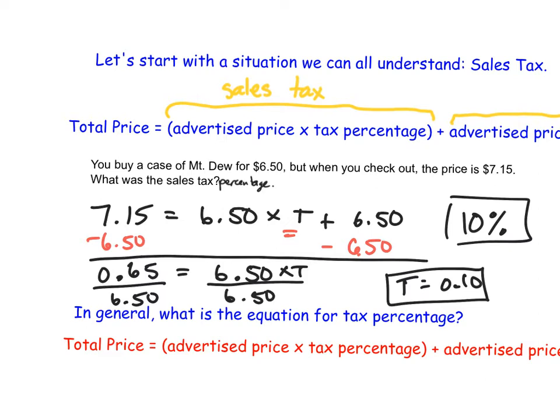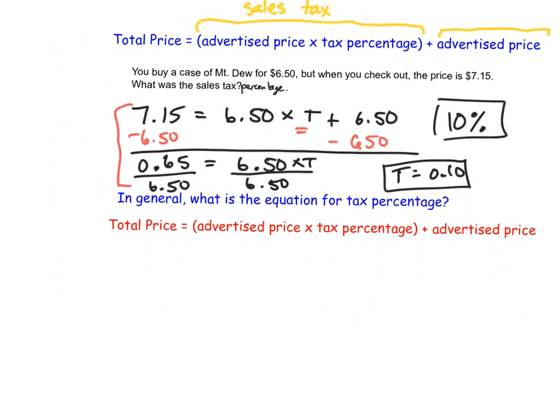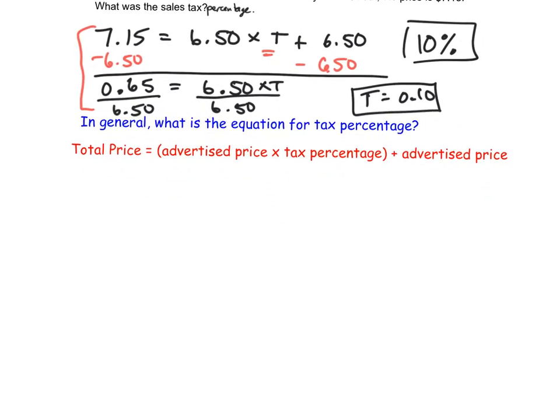Okay, but what I really want you to notice is these steps that we took here. We're going to be taking equations and solving them for a certain unknown. With this bottom equation here in red, it says the total price equals the advertised price times the tax percentage plus the advertised price. So that's what we just looked at. What I'm asking is, in general, what is the equation for tax percentage? In other words, let's get tax percentage all by itself.